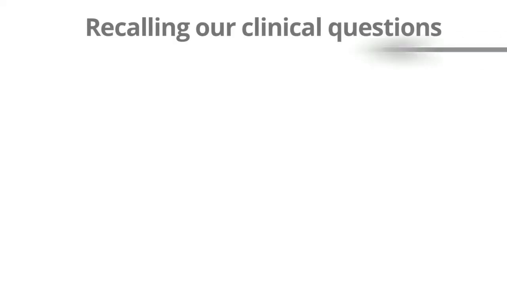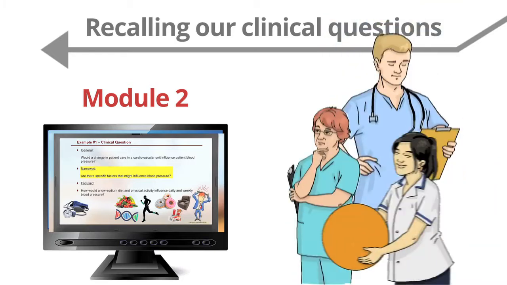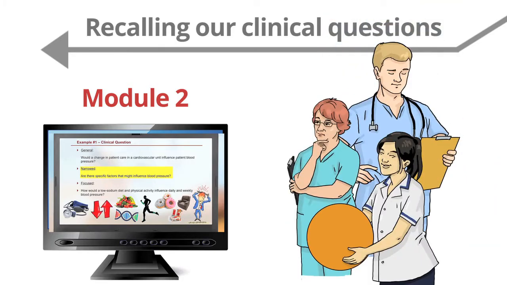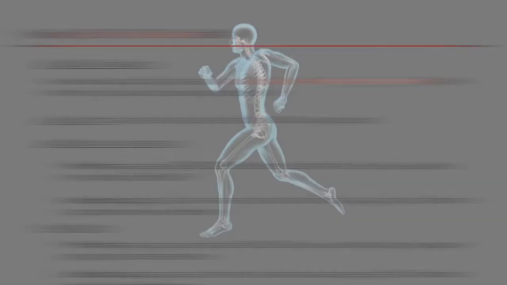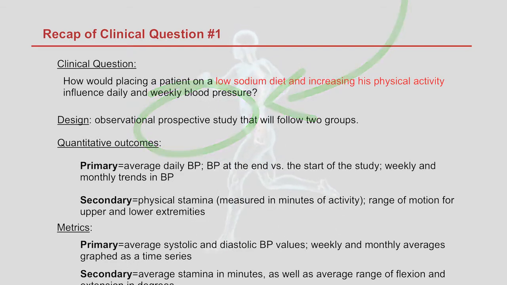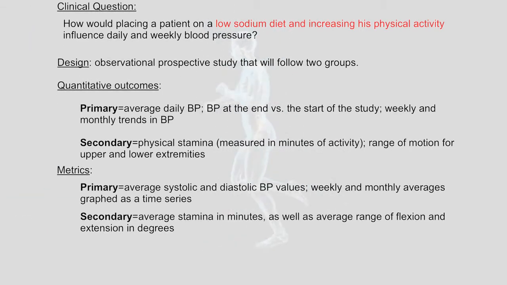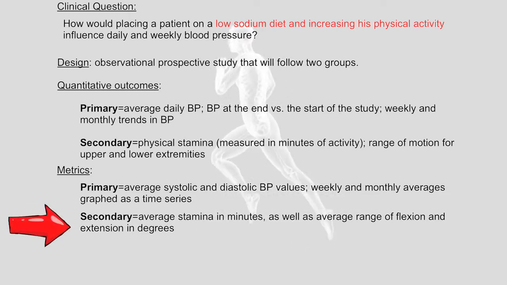Before we give examples of tables and graphs, you'll recall that in Module 2, our first clinical question focused on the influence of two variables, sodium intake and physical activity, and how a decrease in one and an increase in the other could lead to changes in patient blood pressure. We will use a prospective study design, and our outcomes will include average daily blood pressure and physical stamina. Our metrics will include average systolic and diastolic blood pressure values and average stamina in minutes.